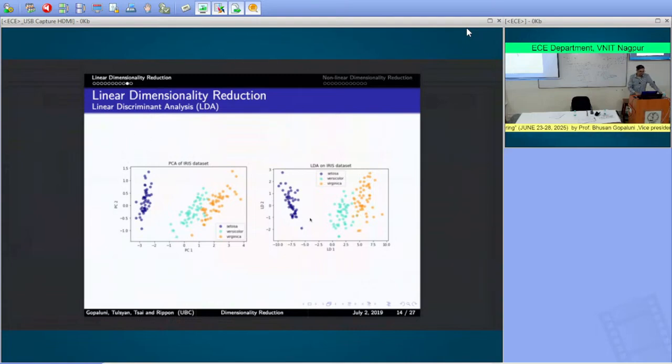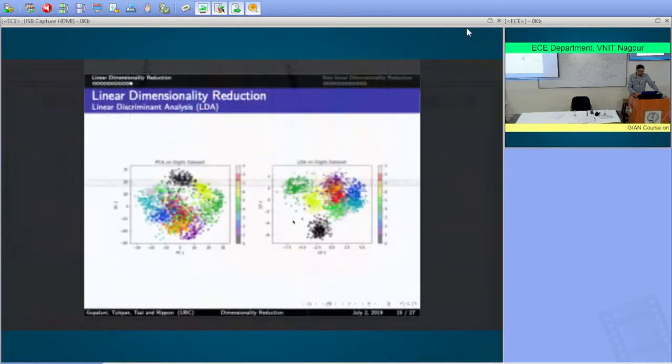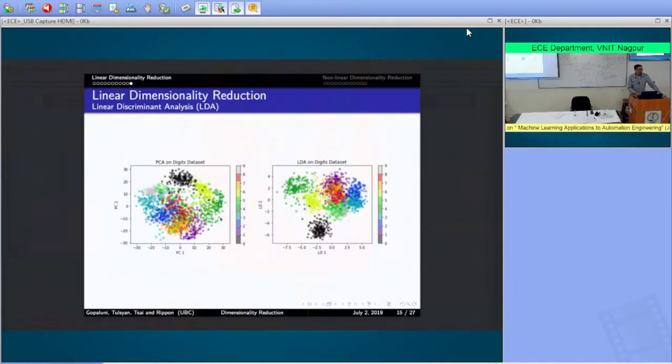Here, on the iris data set, again, what you see on the left-hand side is PCA. What you see on the right-hand side is the linear discriminant analysis. Both of them perform reasonably well on this set. And again, on the digits data set, PCA performance is really bad. LDA is slightly better, but it's still not great for classification.